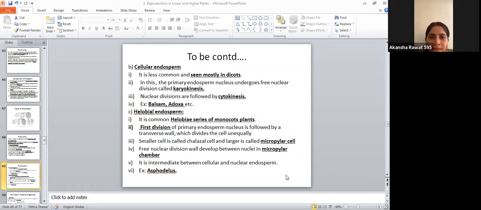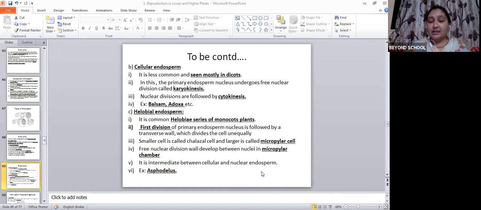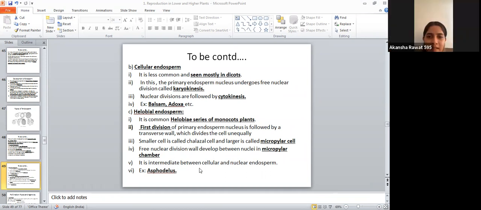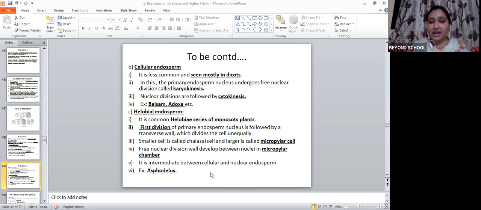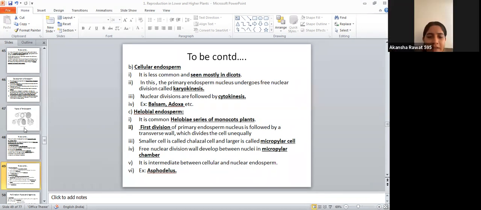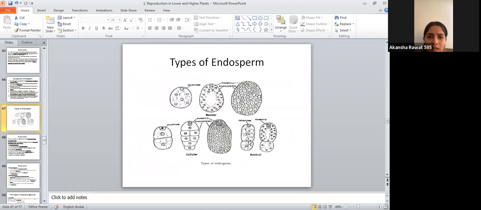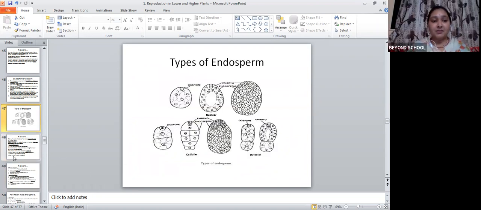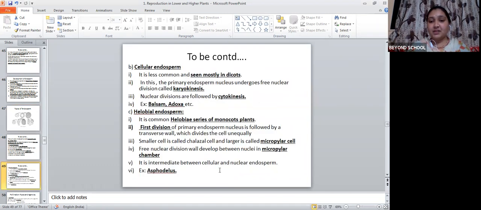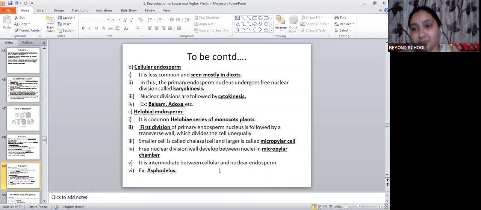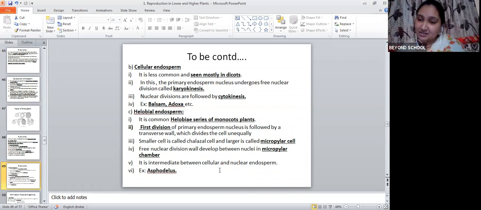Okay, it is an intermediate between cellular and nuclear endosperm. What is the meaning of intermediate? In between. So the partition has been done between whom? Between the nuclear endosperm and the cellular endosperm. If you see, these two partitions are between the nuclear and the cellular endosperm. Understood, Akansha?